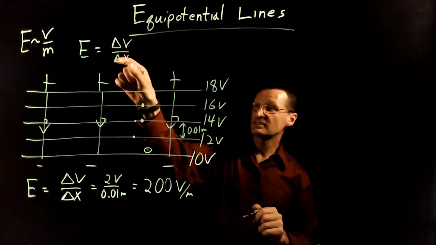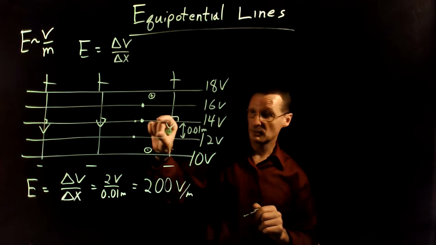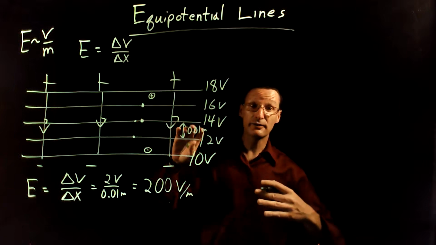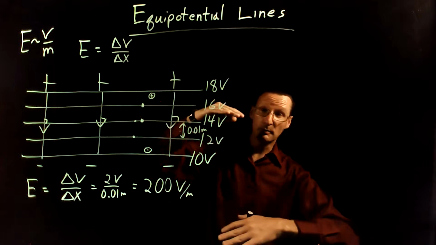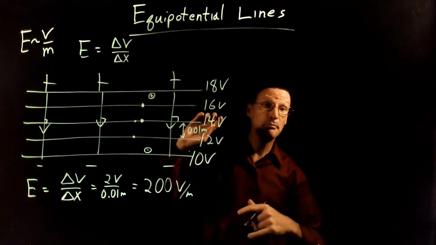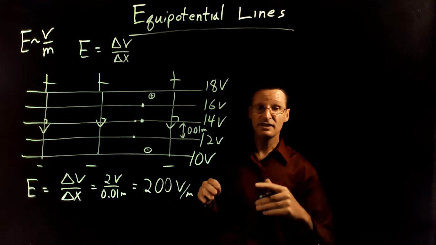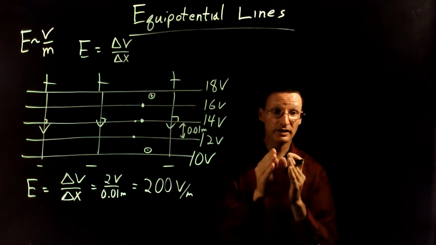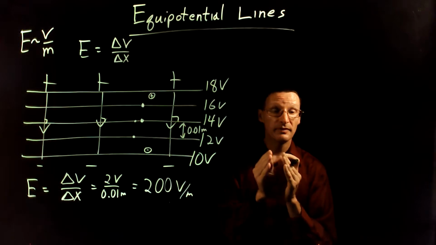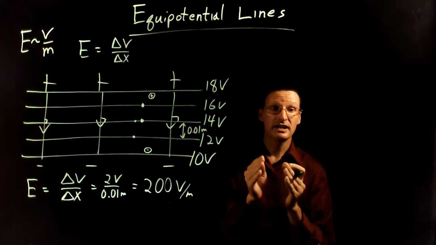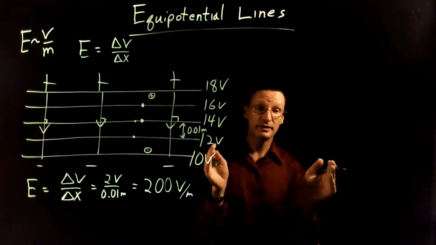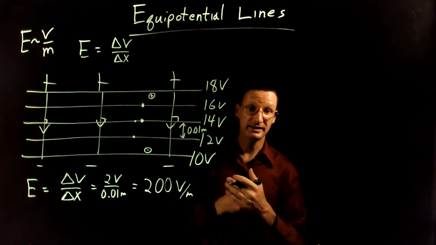If the spacing of these lines, that is the delta x, is very small, these lines are close together, the electric field is going to be big. And if they're spread far apart, then we're going to be dividing by a big number, and the electric field is going to be small, right? Just like lines on a contour map, where the lines are spaced together, that is a steep elevation change. And where they're spread far apart, it's a very gradual elevation change. It's the same idea here.